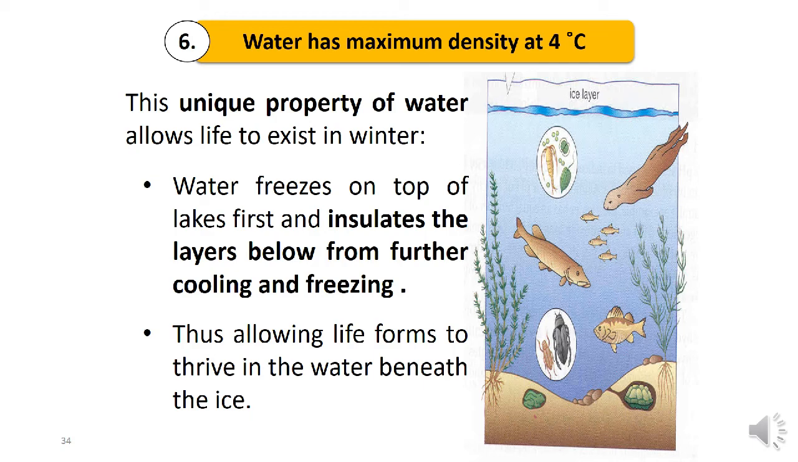And this unique property of water allows life to exist during the winter. For example, in countries with four different seasons, when they have winter, the maximum density of water at 4 degrees Celsius is very important because the water freezes on top of the surface of the lake first, but it insulates the layer below from further cooling and freezing, especially during the winter season. So this allows life forms, marine organisms for example, to thrive in the water beneath the ice during the winter season.